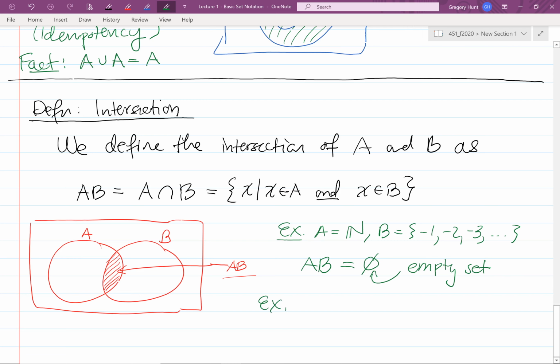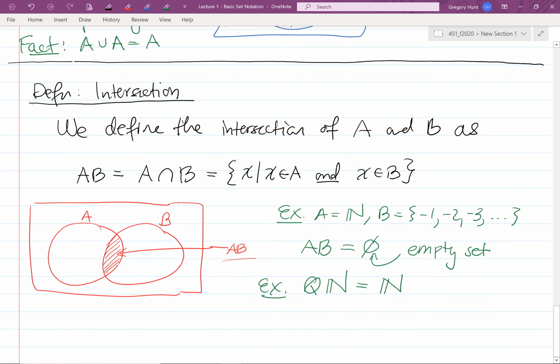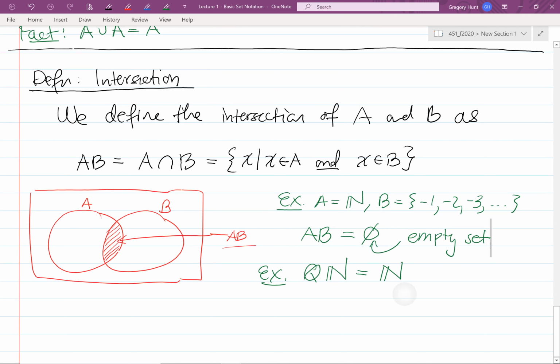Other examples are if we take the rational numbers and we intersect them with the natural numbers, what do we get? The rational numbers are all the ratios, natural numbers are the counting numbers. We take the intersection, what do we get? We're actually just going to get back the counting numbers. Why? This follows because, again, the natural numbers is a subset of the rational numbers. So as we saw before, if we take the union of subsets, we get back the bigger set. And if we take the intersection, we get back the smaller set.